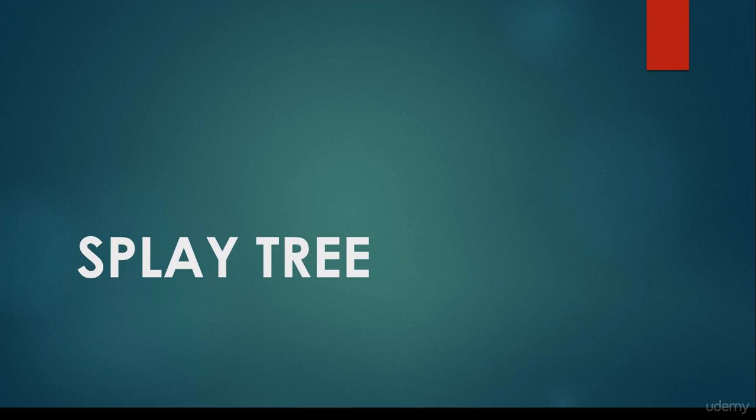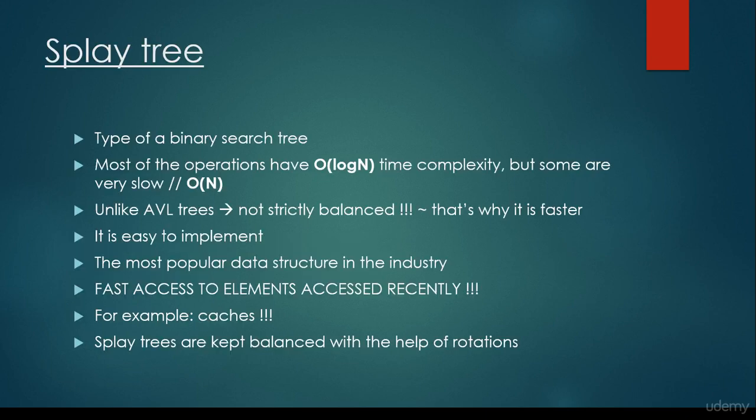Hi, in this video we are going to talk about splay trees, so let's get started. Basically, what is a splay tree? It is a type of binary search tree, so every node can have a left child and a right child, and basically the left child is smaller than the parent, the right child is greater than the parent. So all of the features that we have been talking about when we were discussing binary search trees are going to be true for splay trees as well.